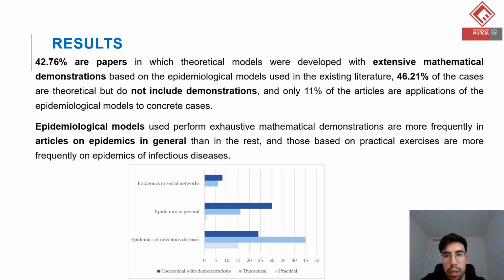Epidemiological models used to perform exhaustive mathematical demonstration are more frequent in articles on epidemics in general than in the rest, and those based on practical exercises are more frequent on epidemics of infectious diseases.